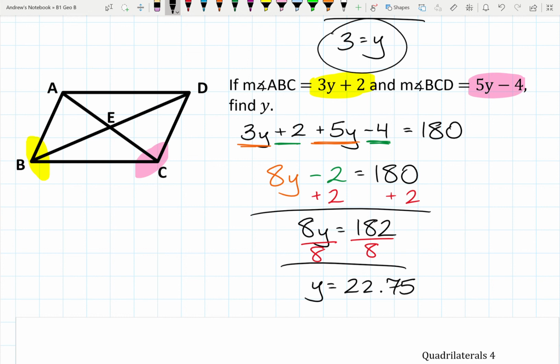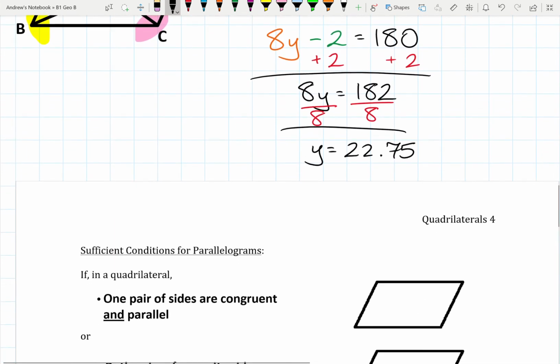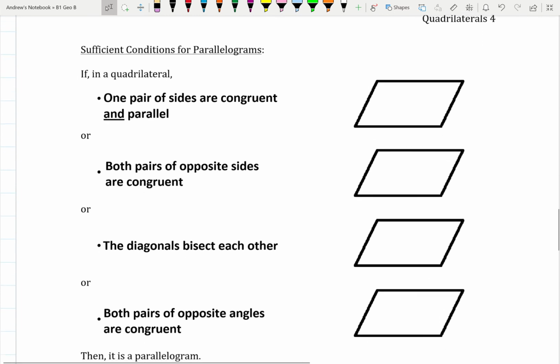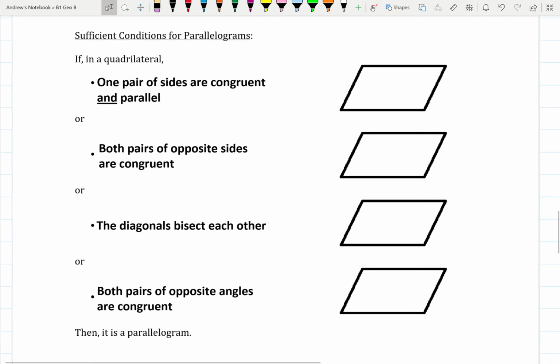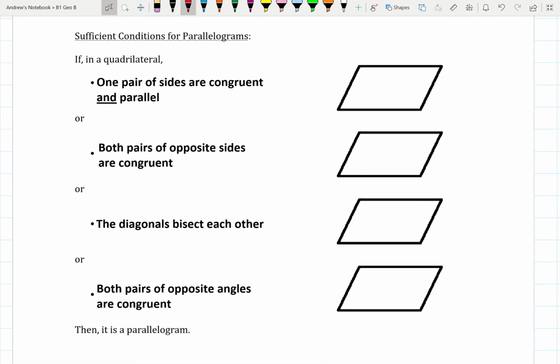All right, got a little tiny bit left to talk about. Sometimes when we're talking about parallelograms, we might not have every last bit of information. So we have what are called sufficient conditions for parallelograms. You might remember when you talked about triangle congruence at the end of geometry A, there were some things like, if you have at least this much information, you can say that the triangles are congruent to each other. That's kind of similar. If you have at least this much information, you can say that your shape is a parallelogram.